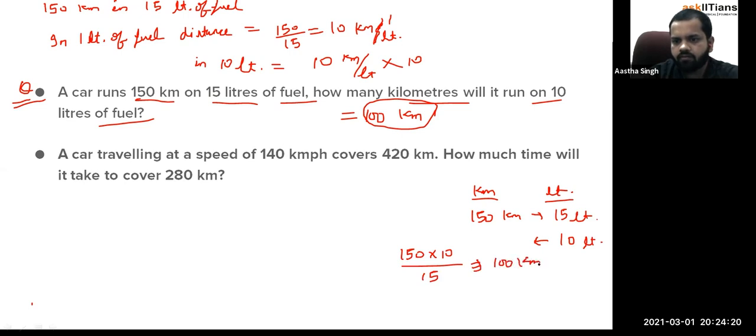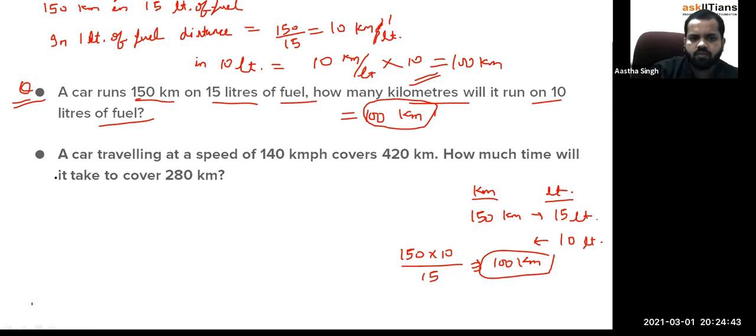So it is 100 kilometers. The unitary method says just find out the value of 1 unit. A car runs 150 kilometers in 15 liters of fuel, so in 1 liter it will run 10 kilometers. So in 10 liters of fuel, it will run 10 kilometers per liter times 10, that is 100 kilometers. I think the point is clear.